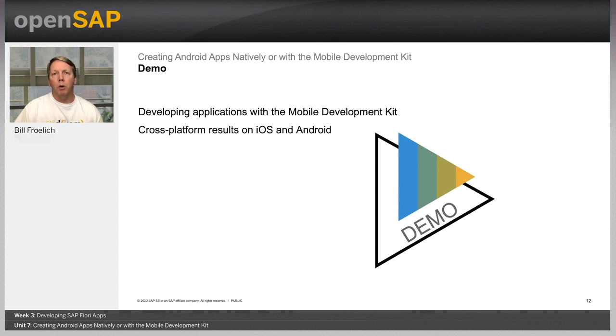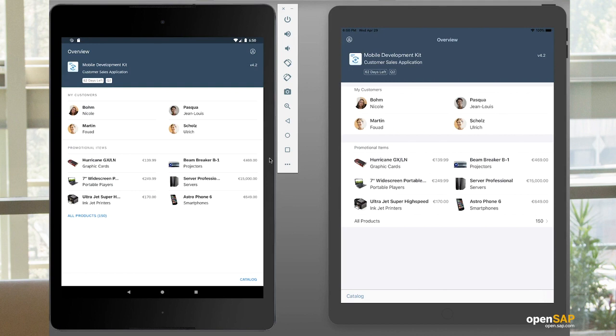Now, let's take a look at the Mobile Development Kit in action. We'll start by taking a look at our Mobile Development Kit application running in both our Android client, shown here on the left, and our iOS client on the right. Both clients look almost the same, where the controls being displayed are actually the native controls from the SAP Cloud Platform SDKs for Android and iOS respectively.